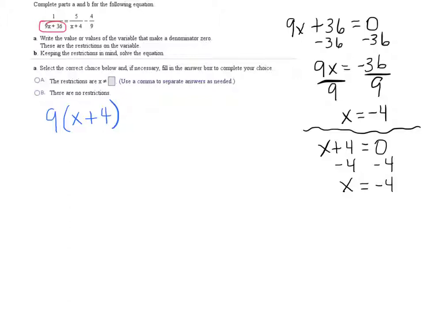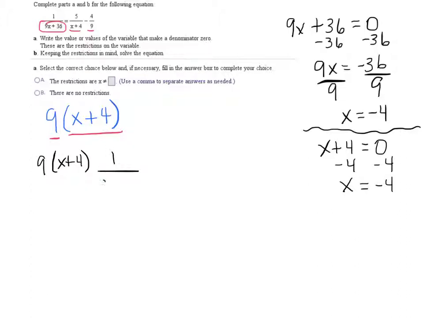Then I can see now that I have an x plus 4, which is one of my other denominators, and I have the 9, which is my third denominator. So I know that this is already the least common denominator. So if I multiply both sides of the equation by this, it'll get rid of my fractions. So that's what I'm going to do. I'm going to write it out this way. It makes it a little easier to see how this works out.